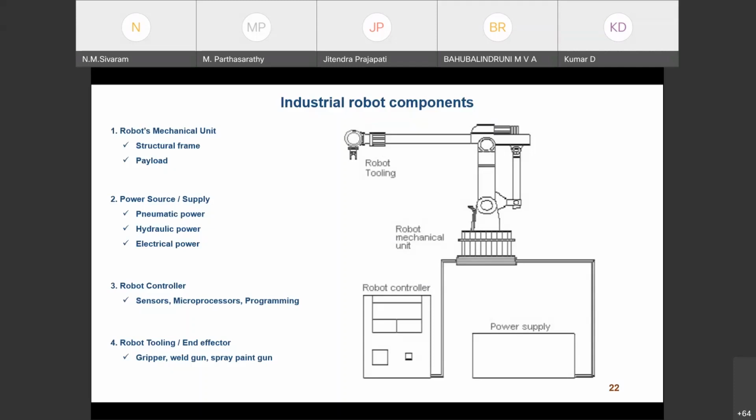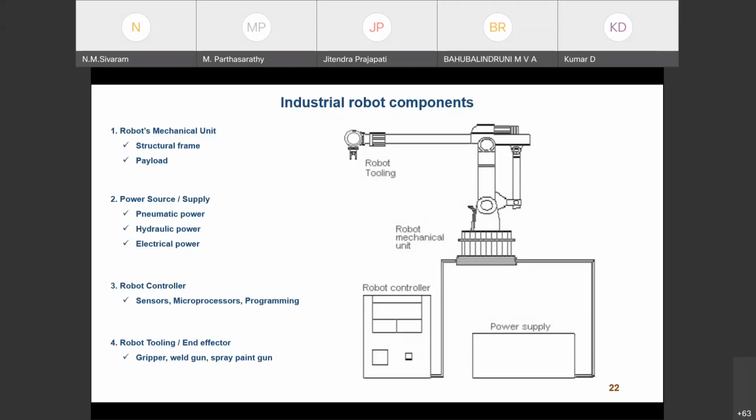Then the power source or supply. There are three different power sources. The first is the pneumatic power source, which uses low pressurized air. Then the hydraulic power source, where you use industrial oil. The pressure level of the pneumatic system is less than the hydraulic system. The hydraulic system usually operates at high pressure and is often used for medium to high force or weight applications. So when you take the case of payload, for a pneumatic powered robot the payload will be less, and for a hydraulic powered robot the payload will be more.